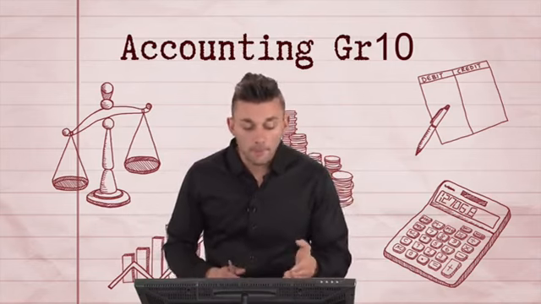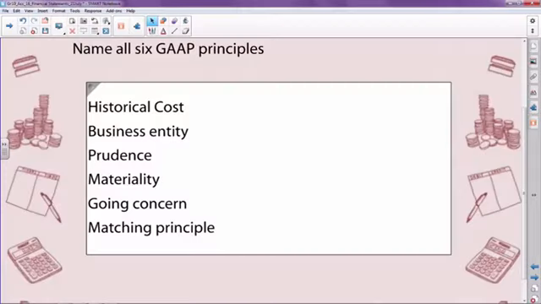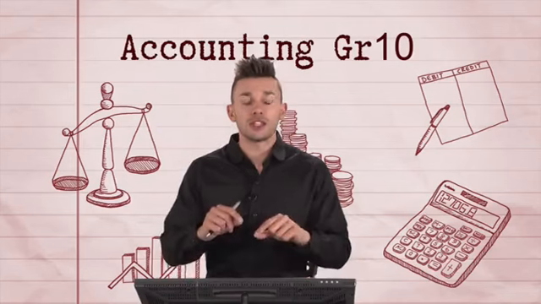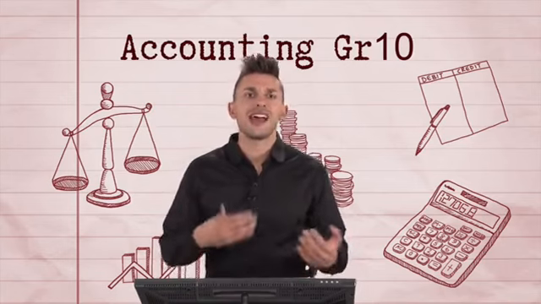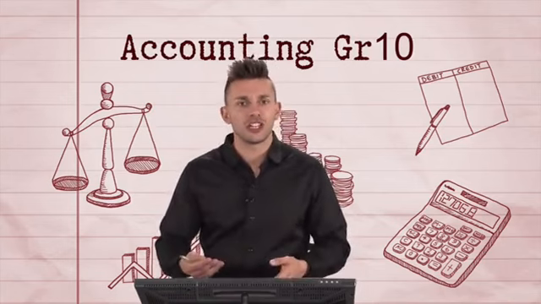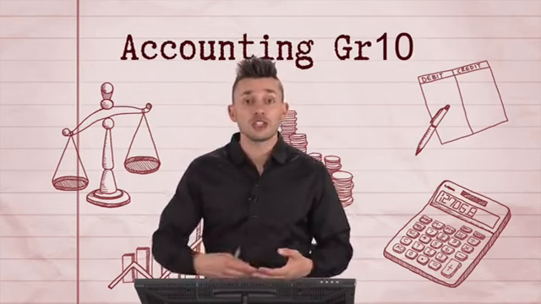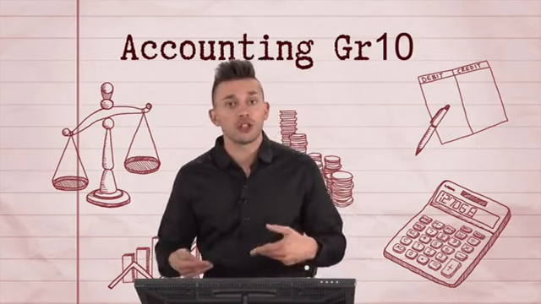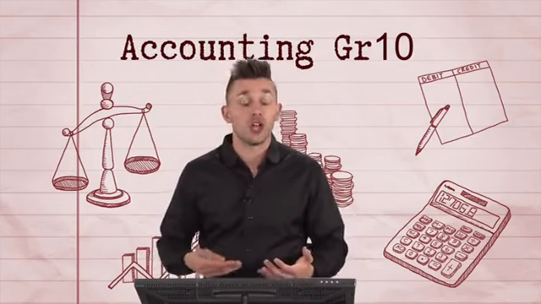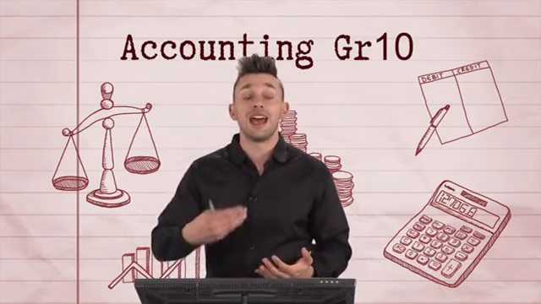The next one, prudence. Again, prudence means I'm going to be conservative. I'm going to take the worst case scenario. Again, where will I find this one? Again, when stock is missing. If stock is missing, I can't say I have the stock and I can't trace the stock anymore. I need to take that stock out of my books, so therefore it will have an effect on your trading stock, but also you are making a loss.